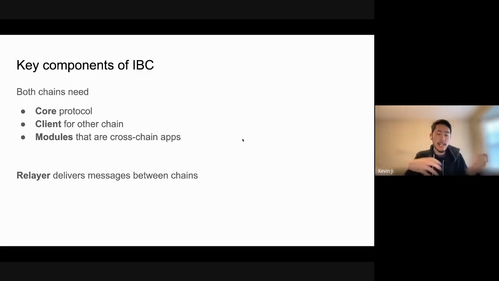Both chains need a client for the other chain. Basically what this means is that every chain should be able to read the state from the other chain and verify that the state it received is actually correct.